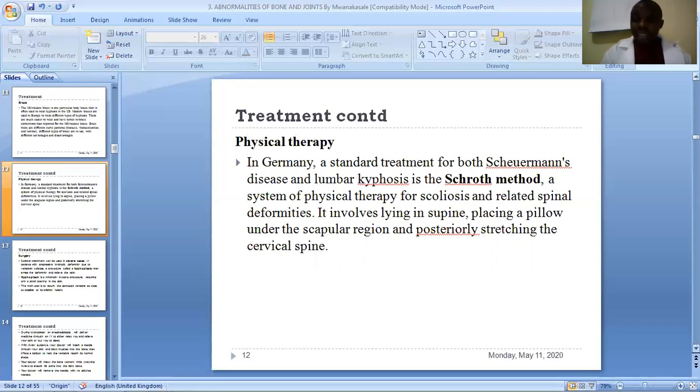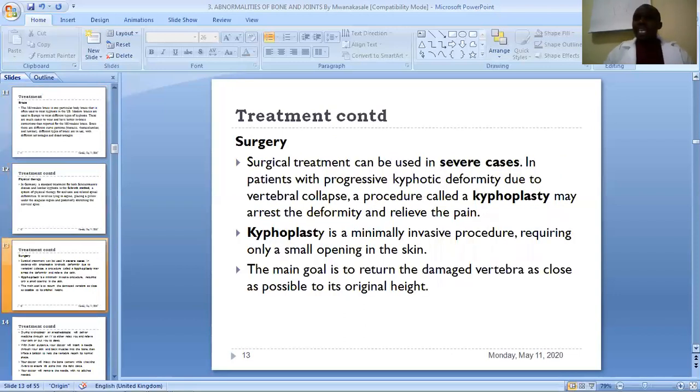That is under physiotherapy. However, if the two above fail to work out, the surgical team might think of surgery. What types of surgery can be done in kyphosis? Surgical treatment can be used in severe cases in patients with progressive kyphotic deformity due to vertebral collapse. Now, when one has a vertebral collapse, kyphoplasty may arrest the deformity and relieve the pain.